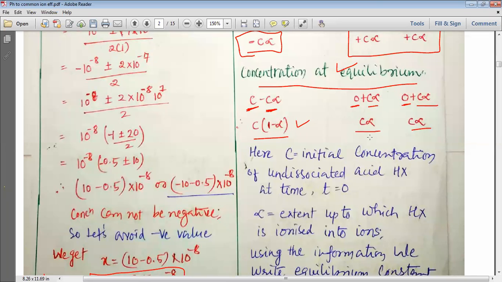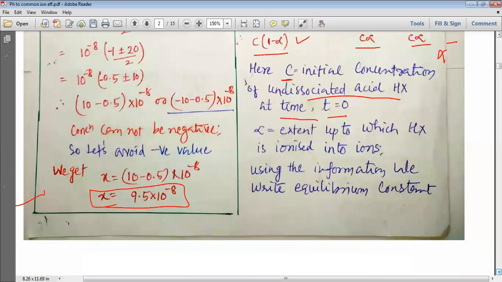In the same way, the concentration of H3O plus is C alpha, and the concentration of X minus is C alpha. So this is how we understand. Now please remember that C is known as the initial concentration of undissociated acid HX at time t equal to 0, that means the initial situation. Alpha is known as the extent up to which HX is ionized into ions. It is also known as the degree of dissociation or degree of ionization.